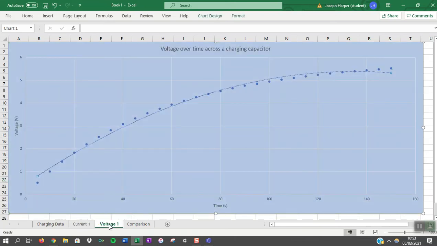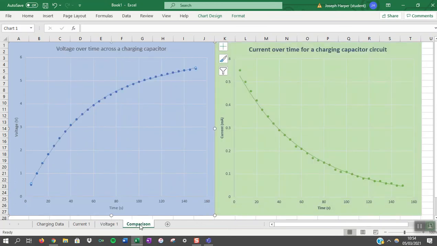Conversely, if we look at the graph of voltage, it increases over time, but again, not in a linear fashion. The voltage is seen to increase at a greater rate near the beginning of the experiment and at a smaller rate later on, as shown by the curve of best fit. For both current and voltage, the rate of change shown by the steepness of the curve is largest near the beginning, so it's largest here, and decreases over time until the end of the experiment.